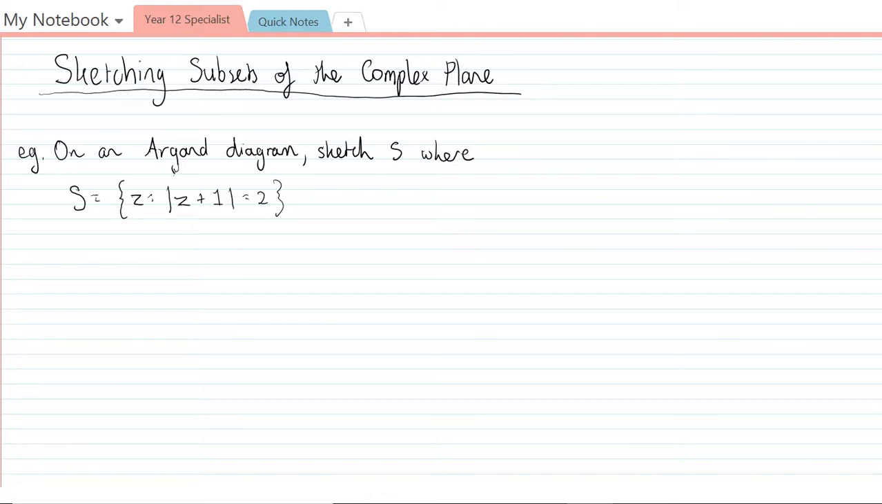Hi everyone. In this video we're going to look at sketching subsets of the complex plane. These graphs are going to tend to work out to be either circles or straight lines. I don't know if we really encounter many other than that, so that's what we should expect to do for the most part.